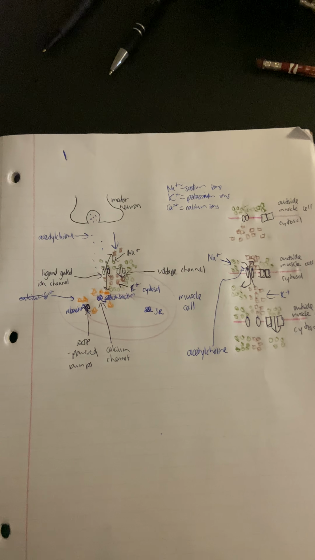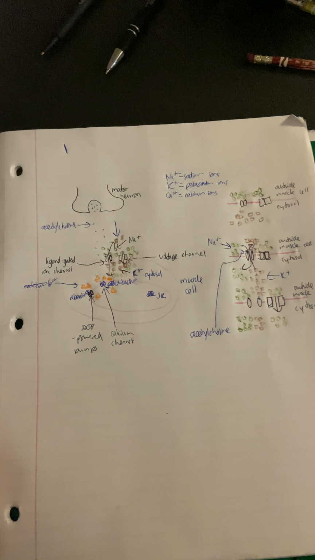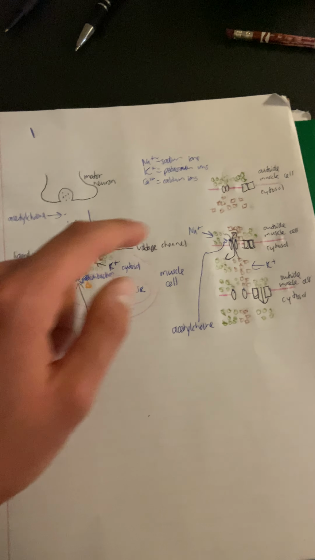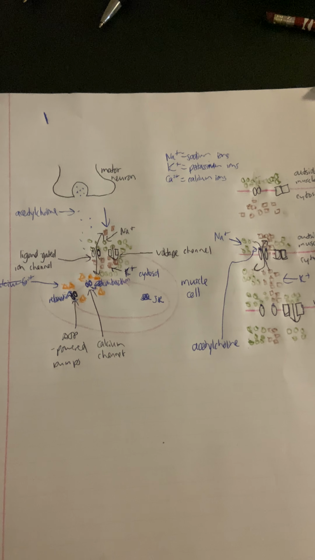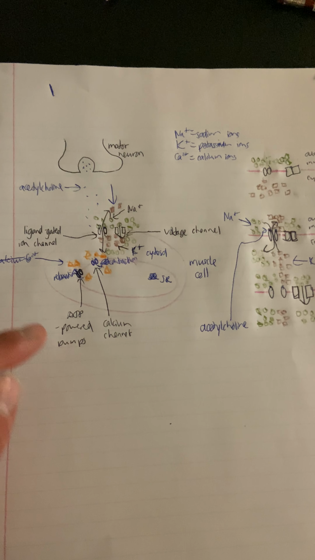That's what causes contraction. As you can see, the calcium ions are in orange. And I have sodium ions in green, potassium ions in brown. I meant to say that earlier, but the acetylcholine's in blue.